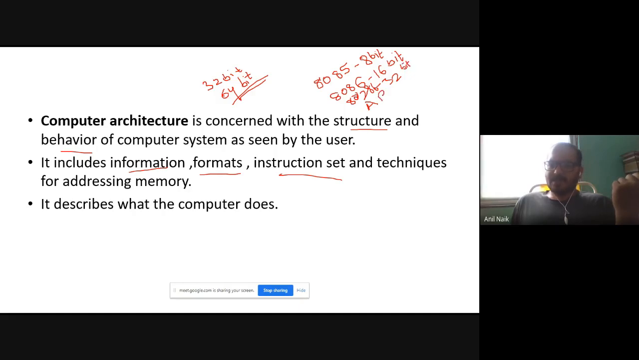Similarly, in this subject you will study the ARC processor. It also has a different architecture. Each processor has its own information formats, instruction set, and techniques for addressing the memory. So it describes what the computer does.